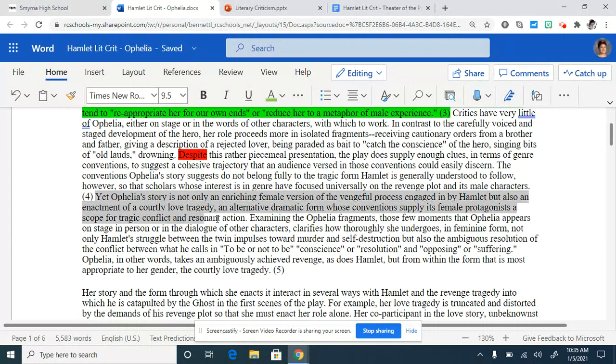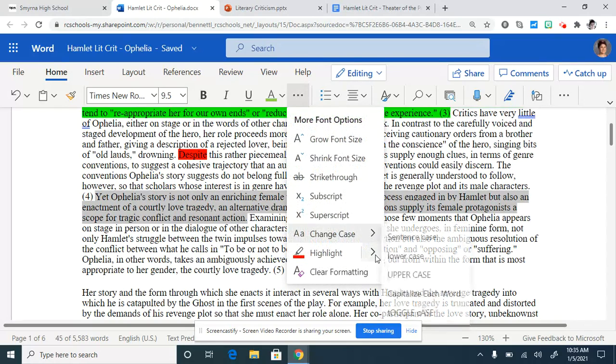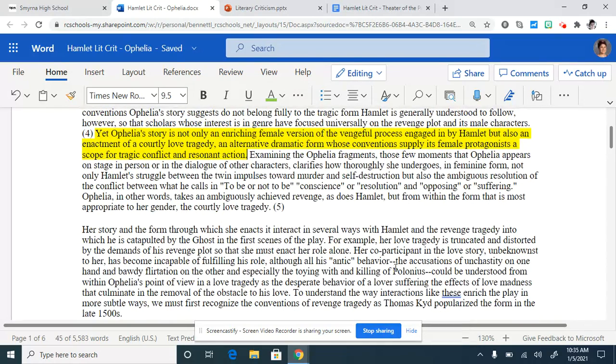Here we have the thesis statement for this piece. Ophelia is not only an enriching female version of Hamlet, but also. So this is where it says, here's one place they were correct, but also I'm going to add.